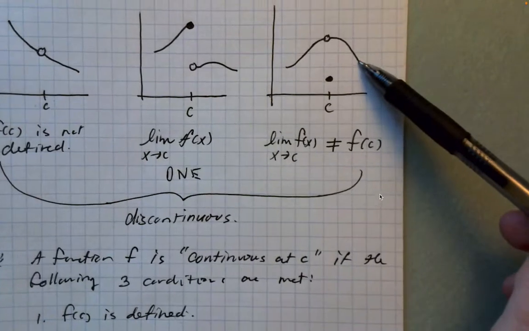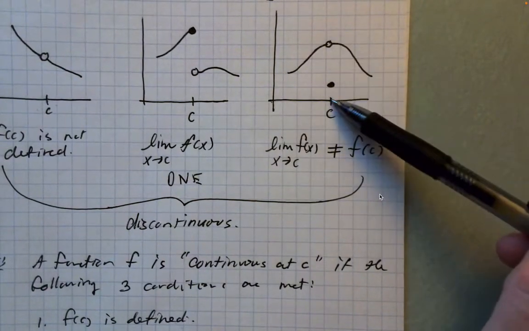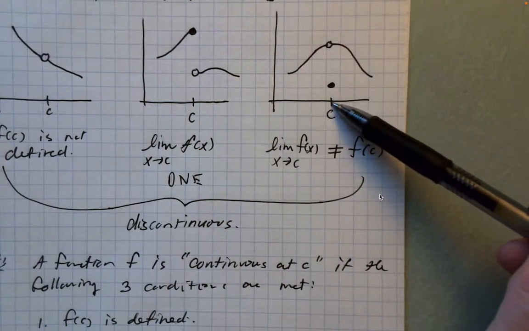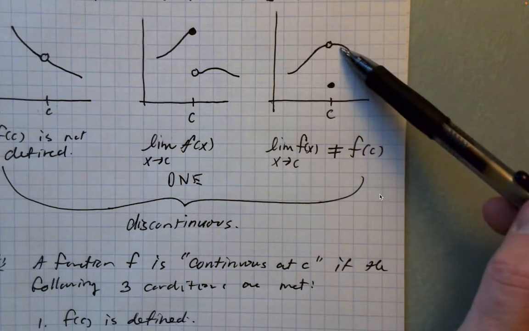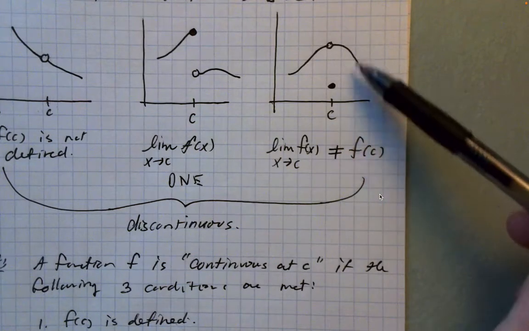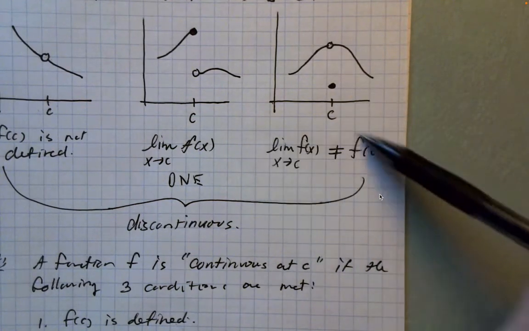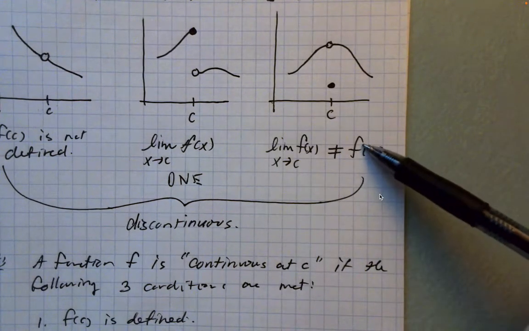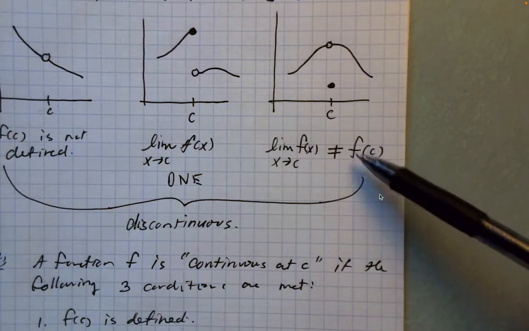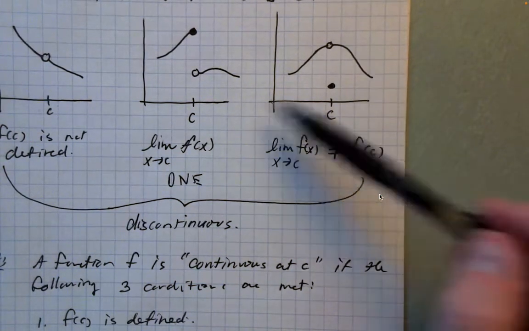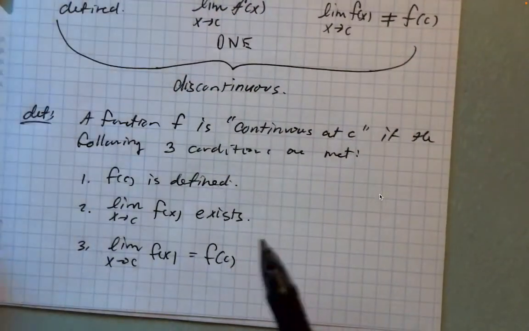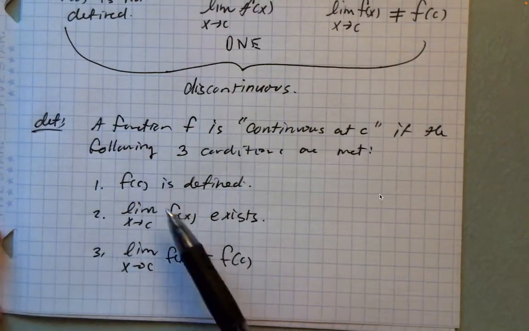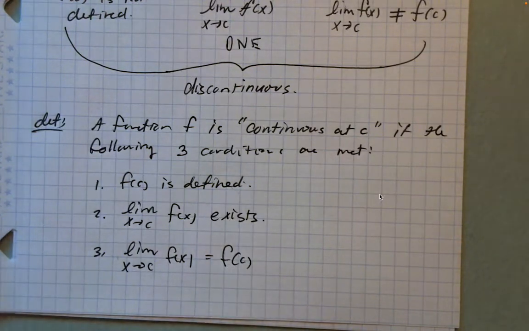What about over here? Here you've got the function being defined at c. You actually have the limit existing. The limit definitely exists here, but what's the problem? Well, it's spelled out here. The limit of the function at c does not equal the value of the function at c. So in each of these three cases, the functions are not continuous because one or more of these conditions are not met.